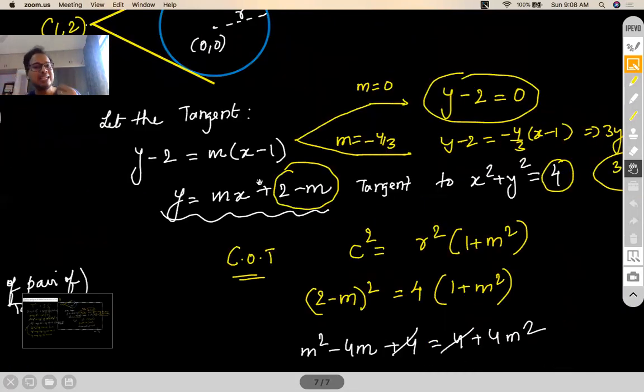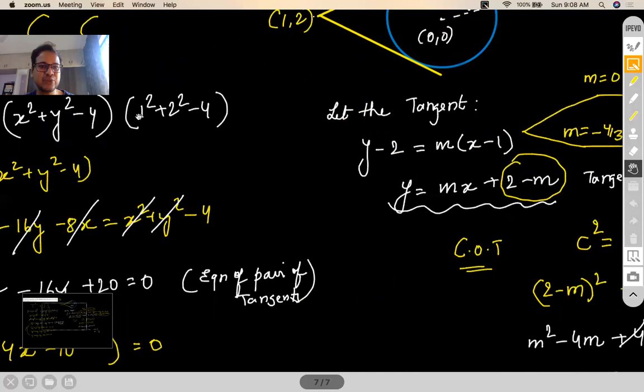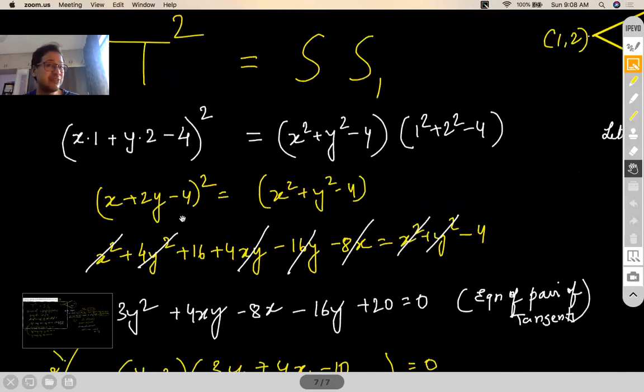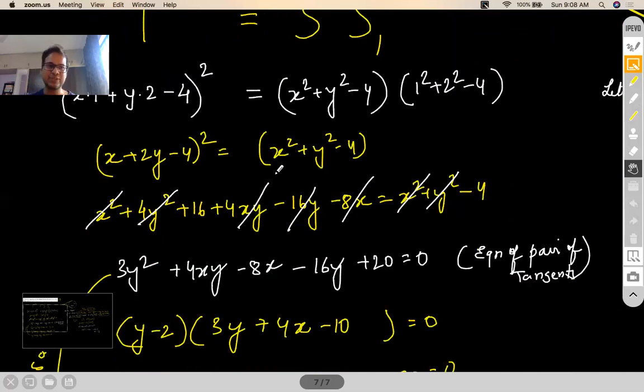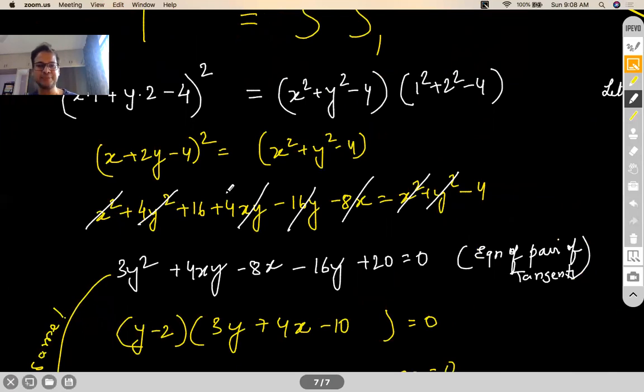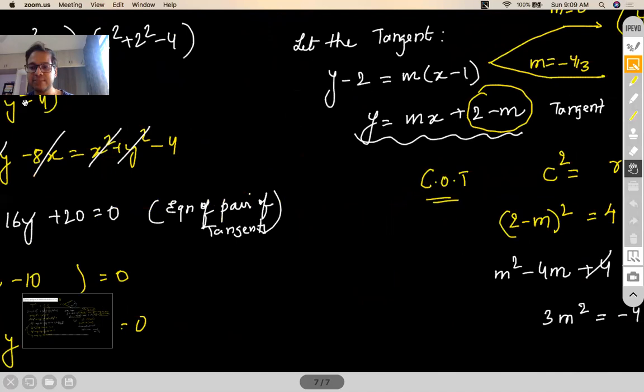Okay. But let us say somebody wants to split the equation of the tangent from this equation, t square is equal to xx1. Is there any way to do that? Yes, there's a way to do that. I will run you through the process. Meanwhile, if you have any questions, if you want to copy down anything, please do let me know.